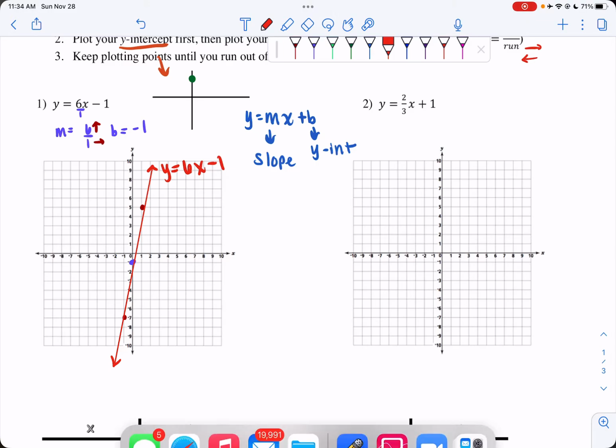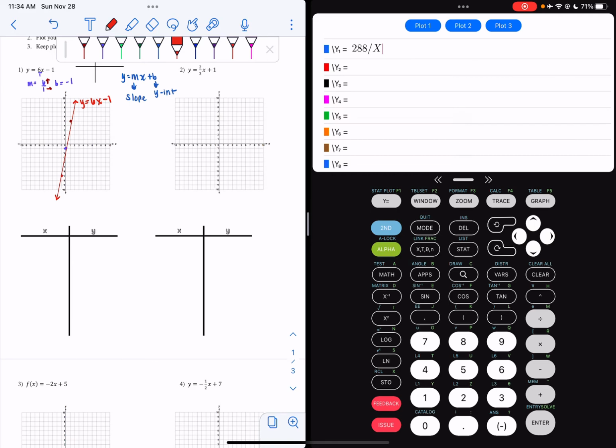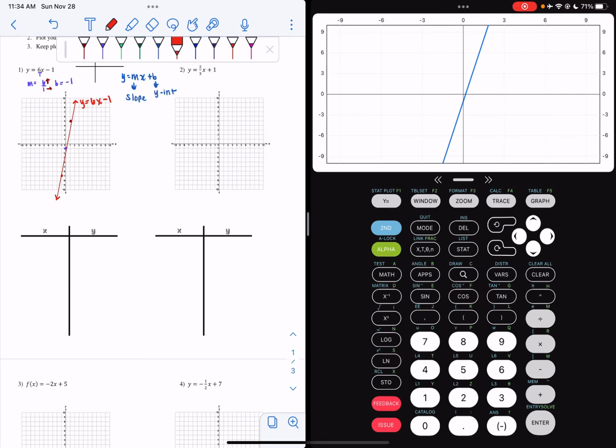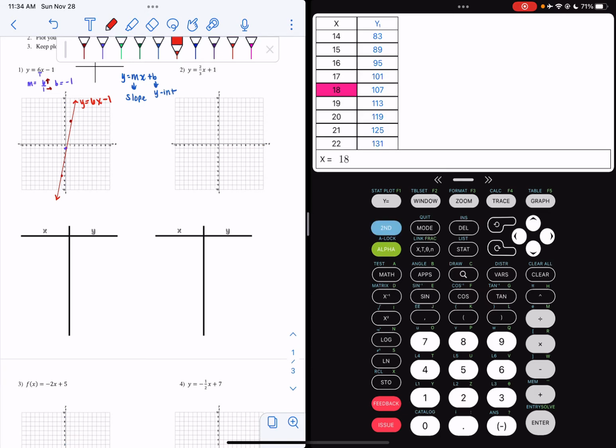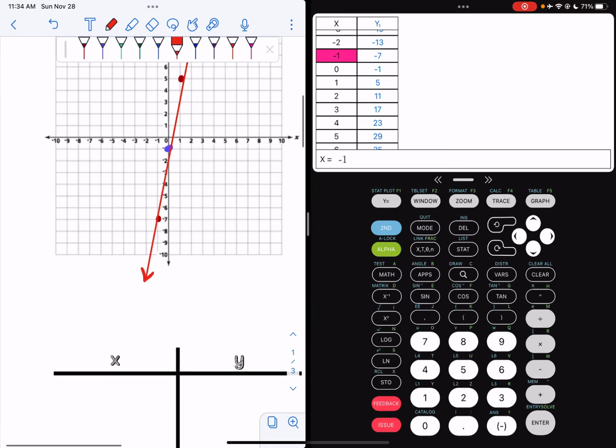Now, when I say we can use our calculator, we can use our calculator to graph it. I'm going to go to y equals, and I'm going to type 6x minus 1. I'm going to hit graph, and that actually sort of looks like my graph that I just drew. I'm going to hit second graph, and if you look, at negative 1, I get negative 7. That works. At 0, I get negative 1.